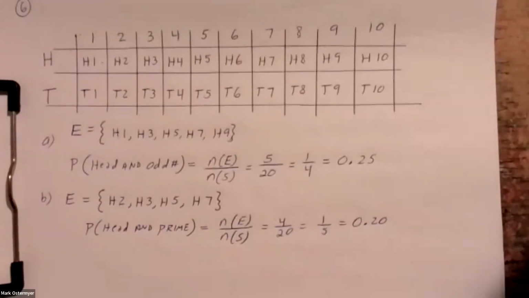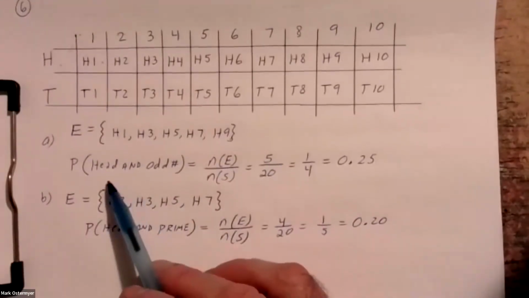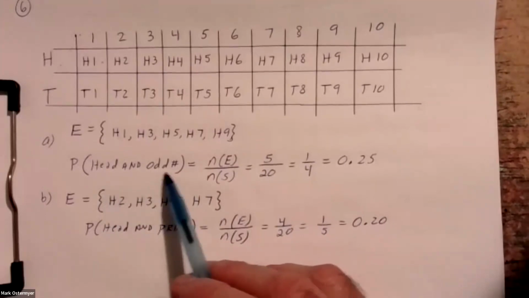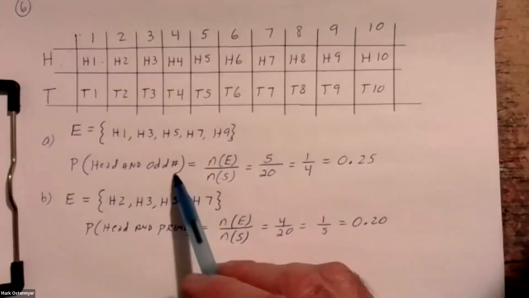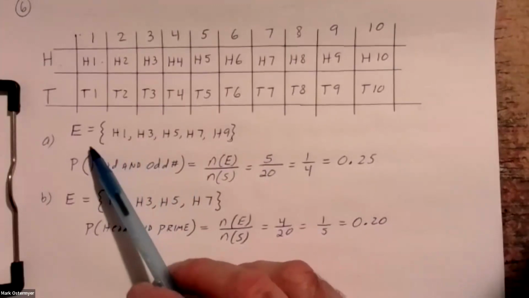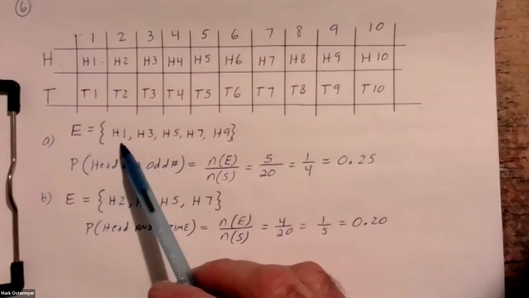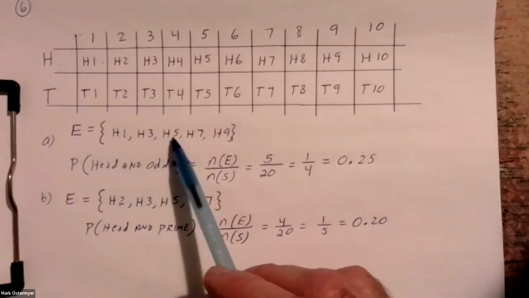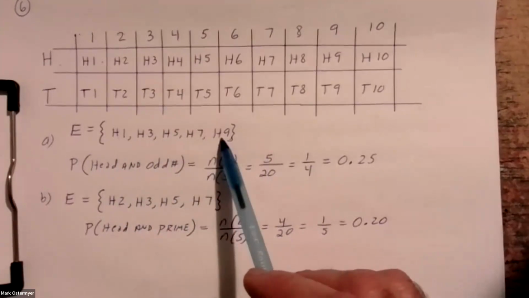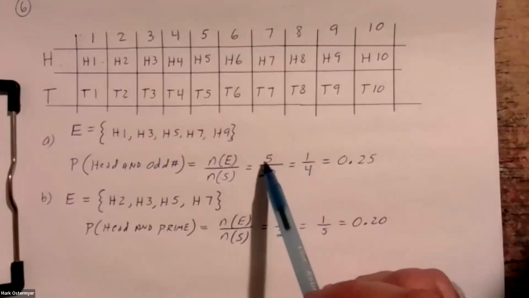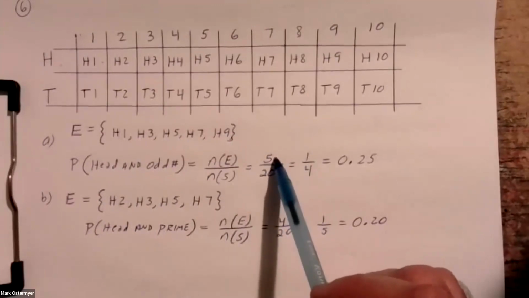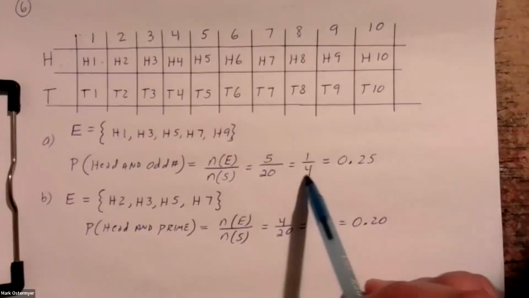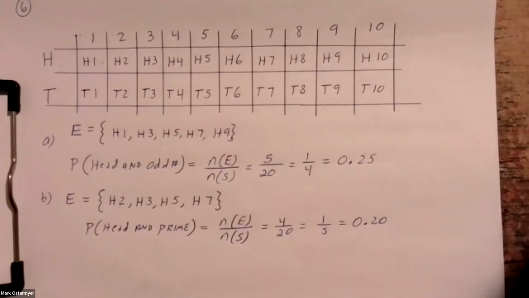All right, for part A, what's the probability of flipping a head and rolling an odd number on a 10-sided die? Well, that event E can occur in this number of ways: head and a 1, head and 3, head 5, head 7, head 9. That occurs 5 ways out of 20 possible outcomes. So 1/4 or 0.25 is that probability, 25% chance.